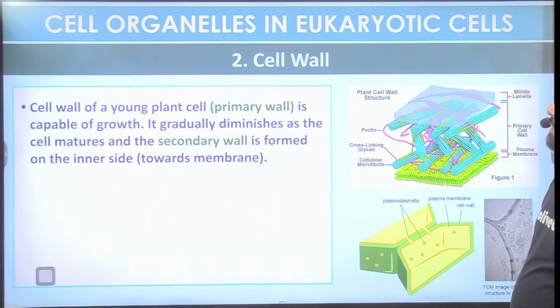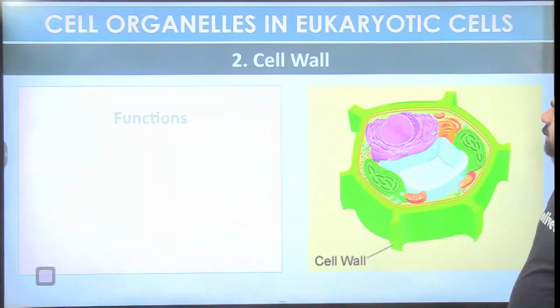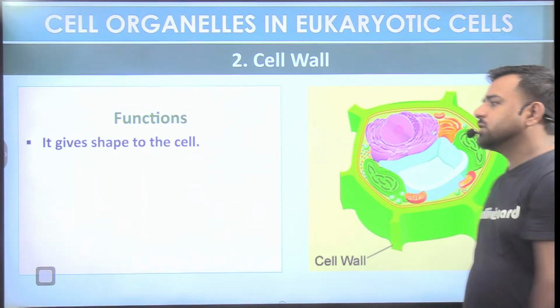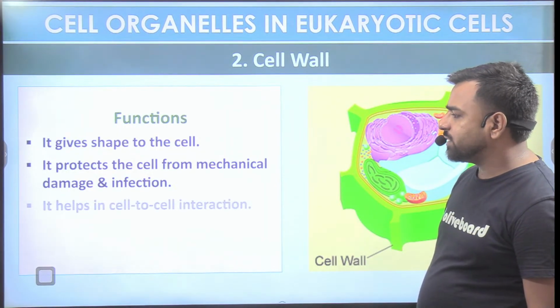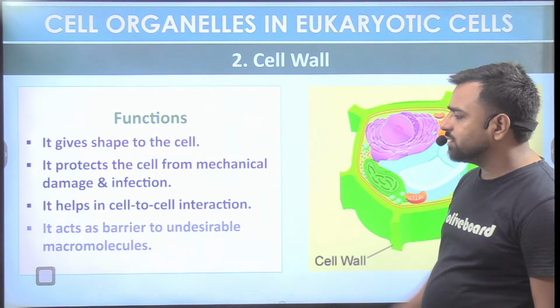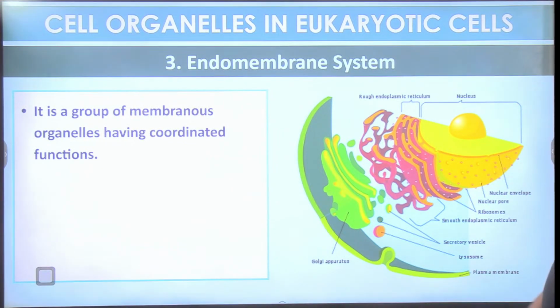The cell wall of a young plant cell is capable of growth, which gradually diminishes as the cell matures and the secondary wall is formed on the inner side. That's not relevant. What are the functions? It gives shape to the cell, it protects the cell from mechanical damage and infection, it helps in cell to cell interaction, and it acts as a barrier to undesirable macromolecules.